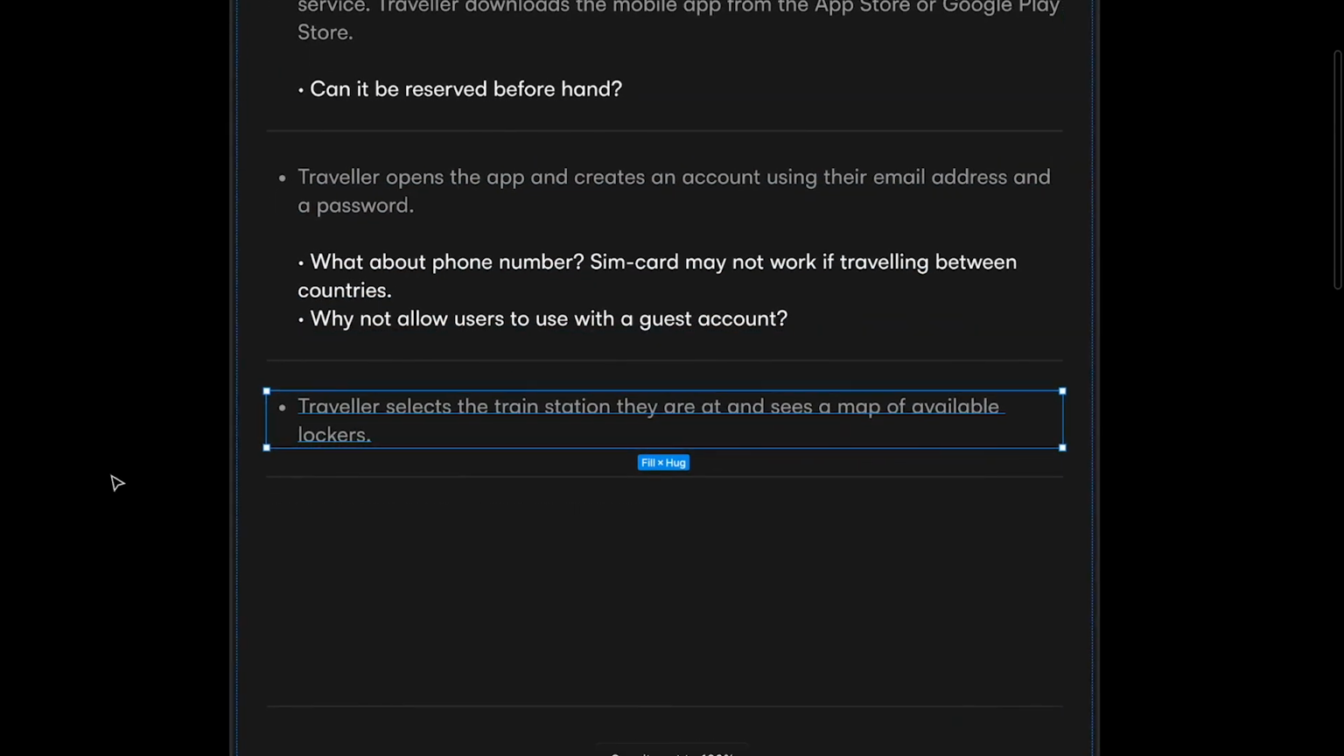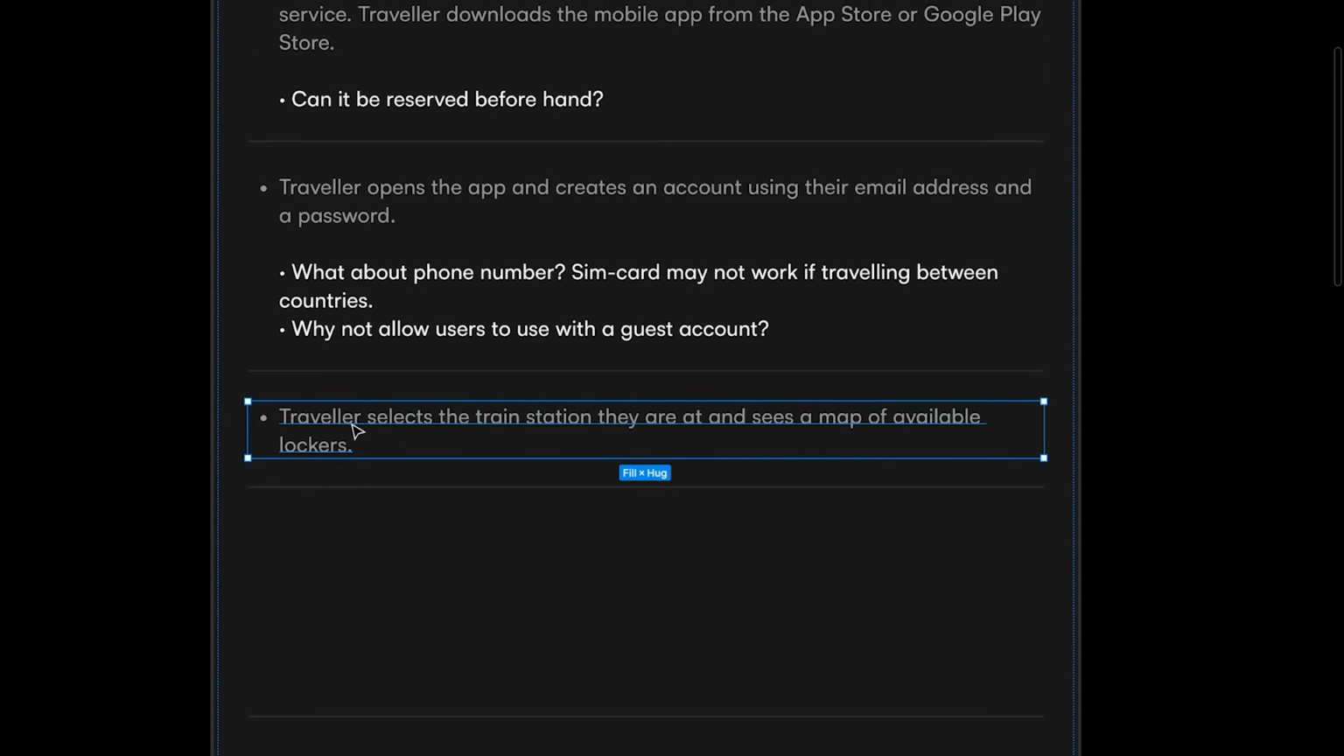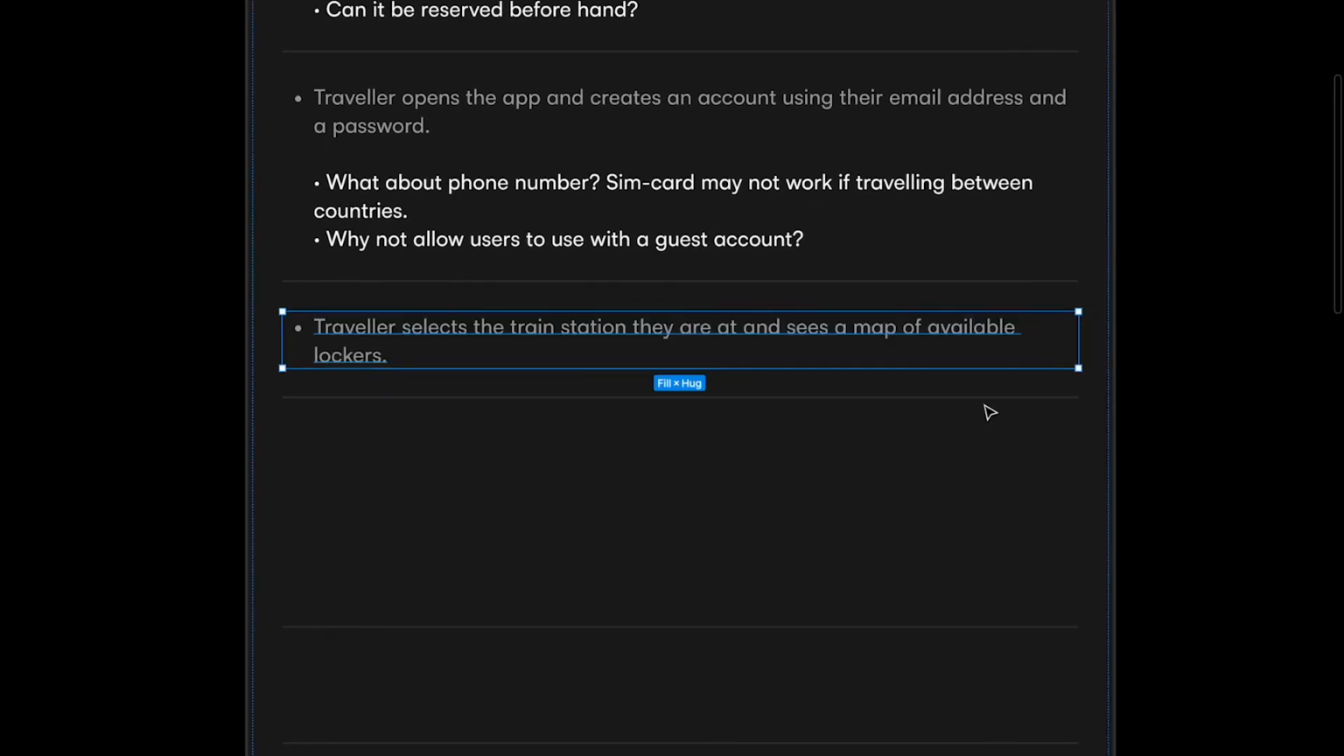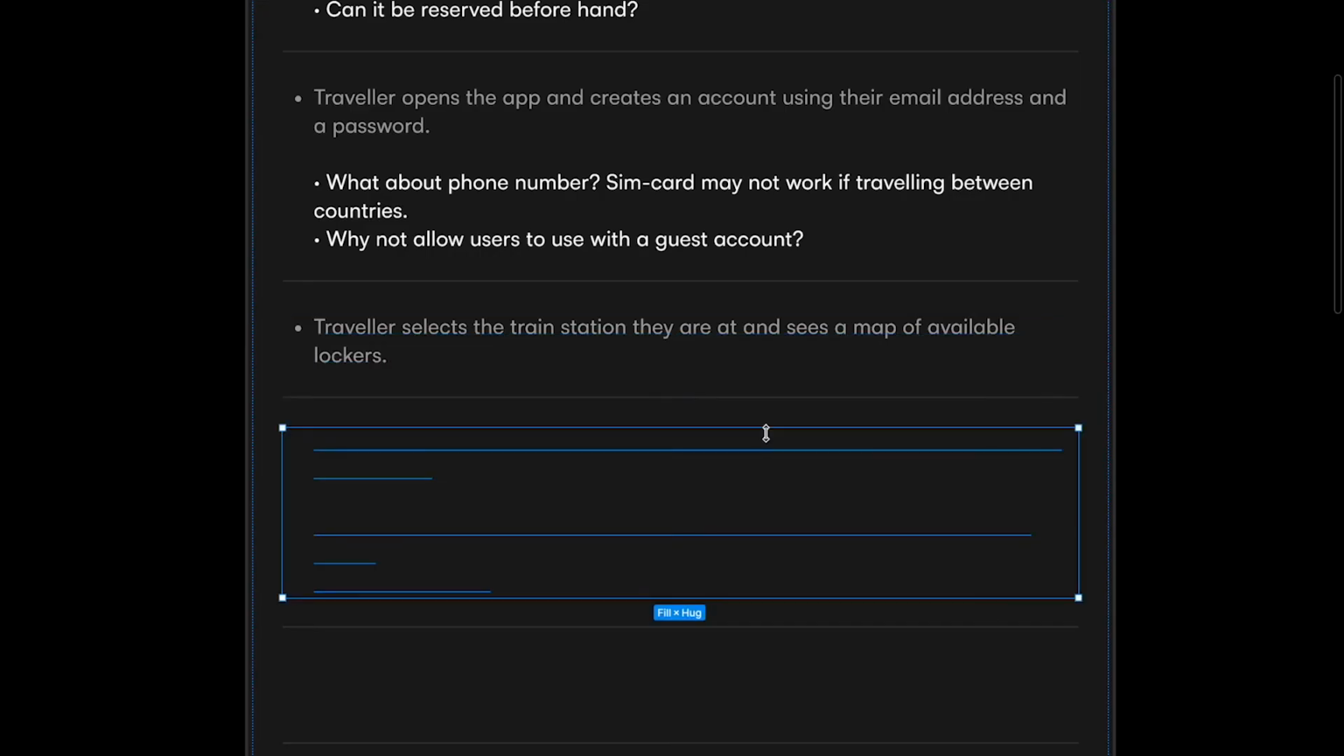Now, the traveler selects the train station they're at and sees a map of the available lockers. So I believe they probably come to the train station, or they're on the train about to reach, and they see a map of the available lockers. So I guess that's fine. There must be some sort of search pattern.